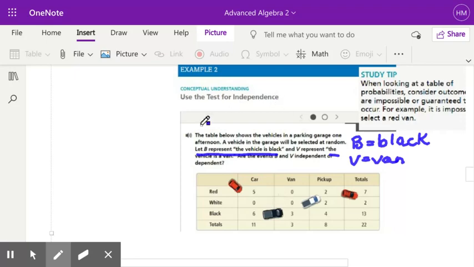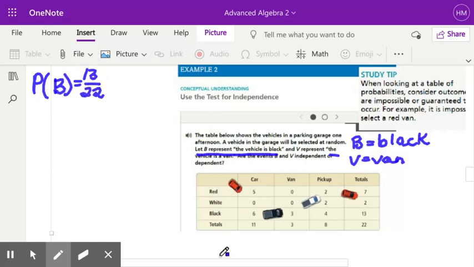Well, first of all, let's just find the probability of each event. So the probability of B, the probability that we have a black vehicle. Black would be all of these vehicles. There are 6 black cars, 3 black vans, 4 black pickups. Altogether, there are 13 black vehicles. So the probability that we'll have a black vehicle just in general is 13 out of 22.